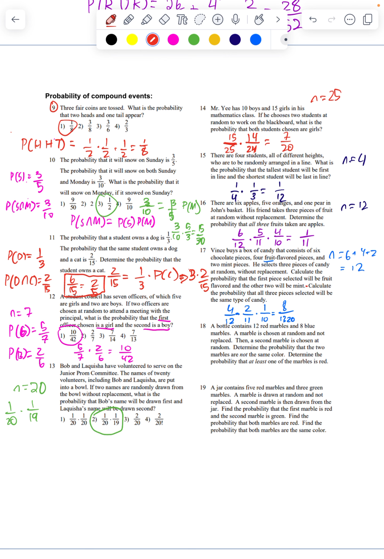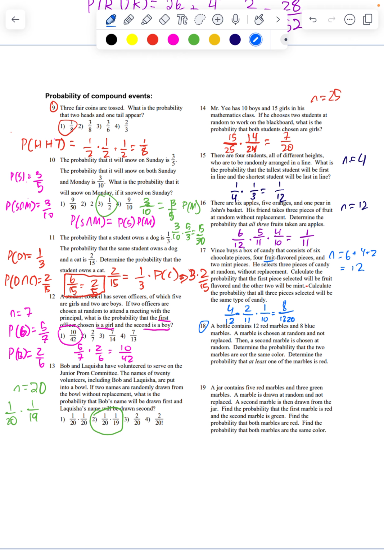Okay, we're right here, 18 now. A bottle contains 12 red marbles and 8 blue marbles. A marble is chosen at random and not replaced. Then a second marble is chosen at random. Determine the probability that two marbles are not the same color. Determine the probability that at least one of the marbles is red.